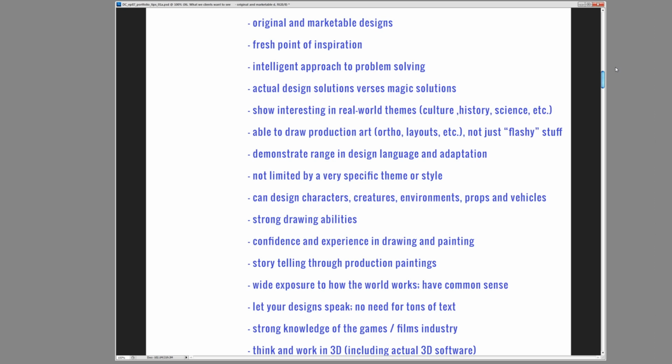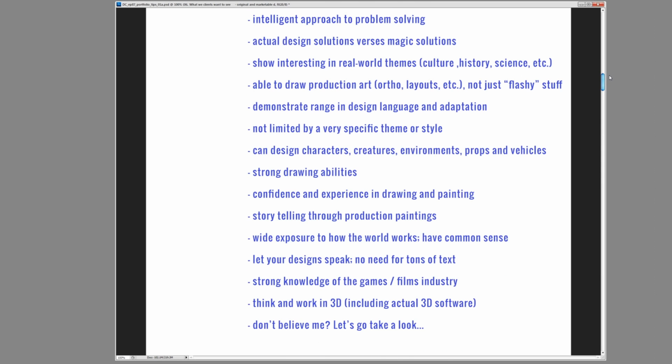Next, demonstrate range in design language and adaptation, okay? This means your portfolio shouldn't have a single design language or single type of style. At least have a few, okay? Show that you can design, for example, real world, and you can also design in fantasy. I'm not talking about styling, I'm talking about design language.